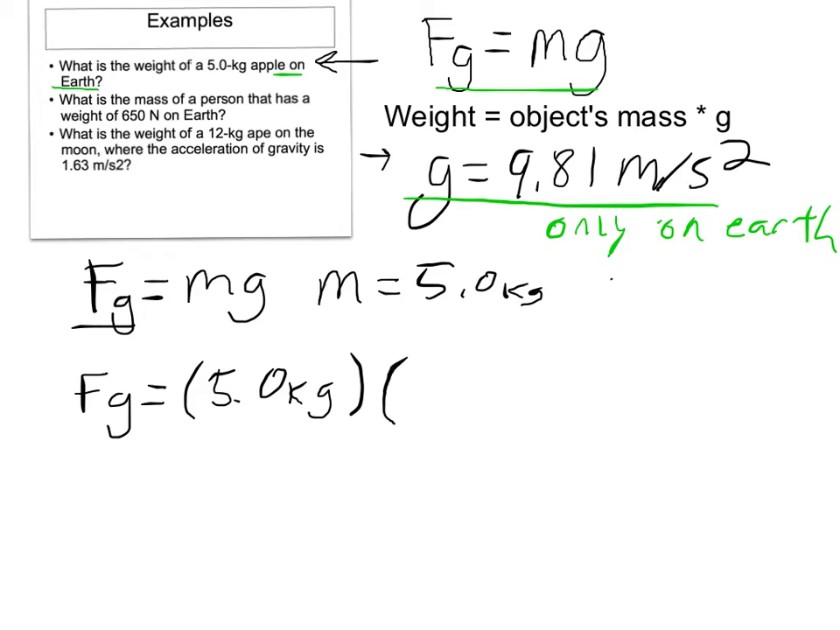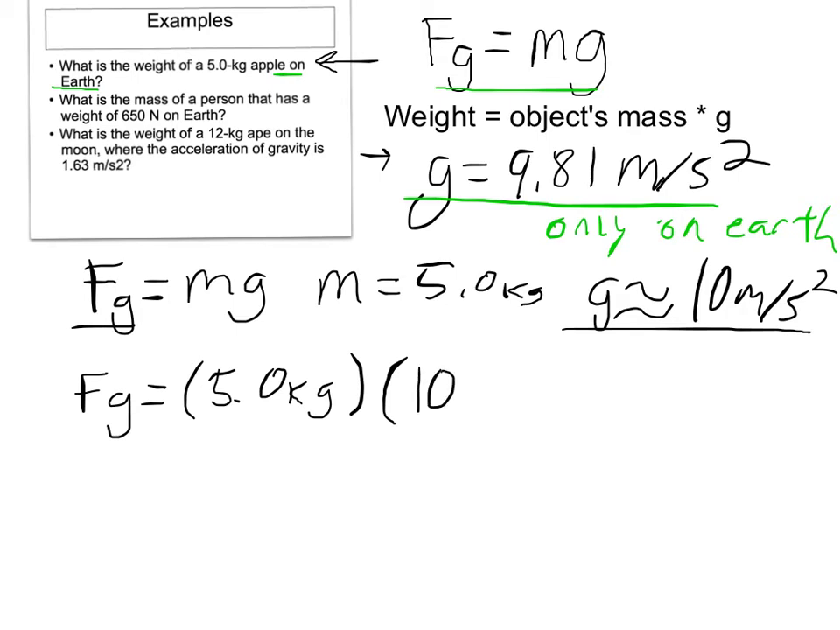For convenience, I can always say g is about 10 meters per second squared. Makes things a lot easier. However, I do have to declare that I'm using that. In the AP exam, you would have to write, if you were using 10, g is about 10 meters per second squared.